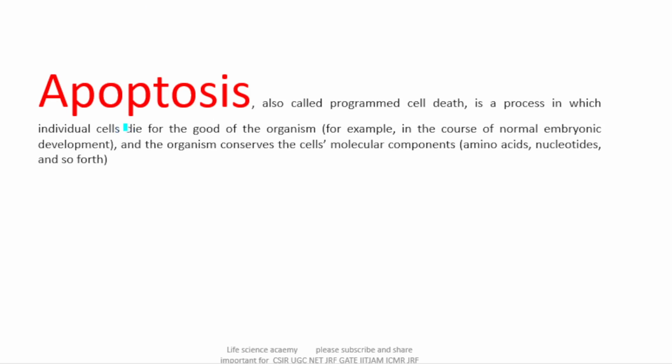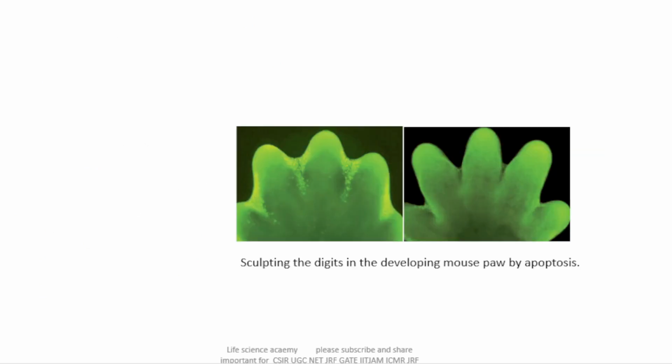Individual cells die for the good of the organism. For example, in the course of normal embryonic development, the organism conserves the cell's molecular components like amino acids, peptides, and so forth. So this is apoptosis, when you have embryonic development.